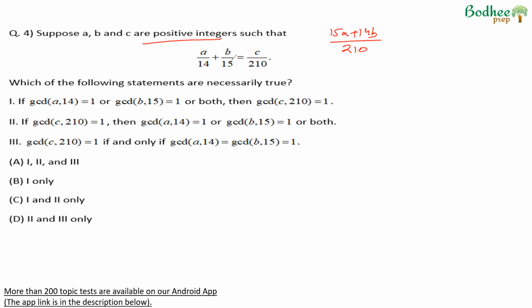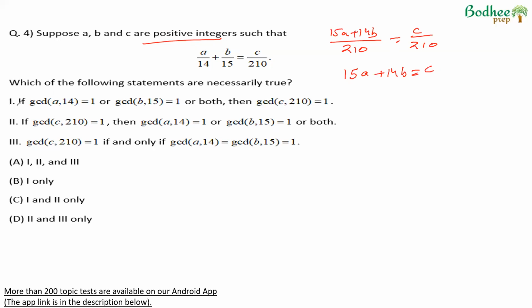14 into 15, so 15a. 15 into 14, so 14b is equal to c by 210. So essentially the equation that we have is 15a plus 14b is equal to c by 210. We have to check which of the following is true, 1, 2 and 3. 210 cancels out, and is equal to c is what we will get.